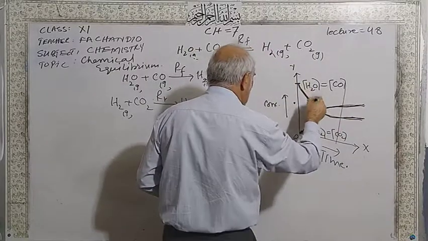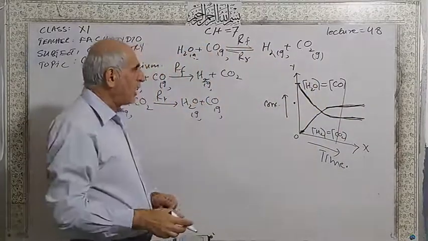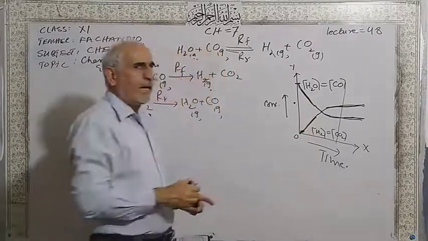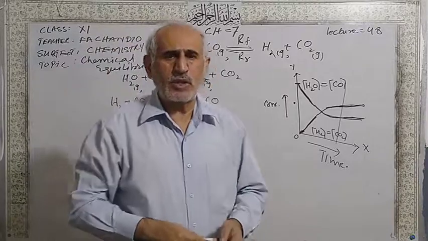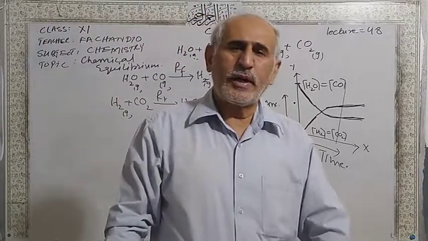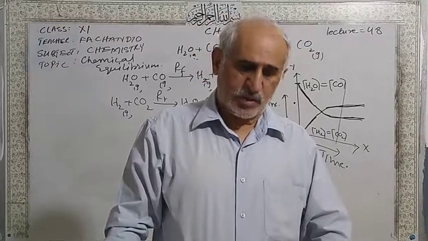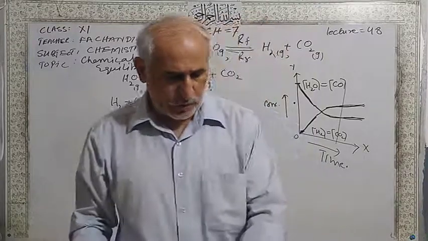Initially the concentration decreases very rapidly because products are formed very rapidly. At the end, the chemical reaction becomes slow and the rate of forward and rate of reverse become equal. The equilibrium is established. So this is the introduction to equilibrium.